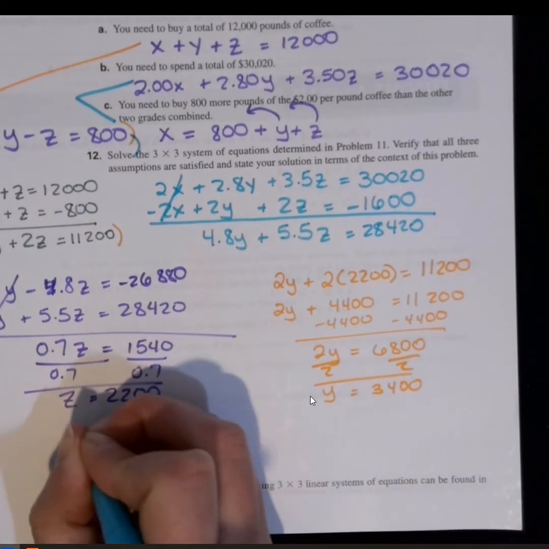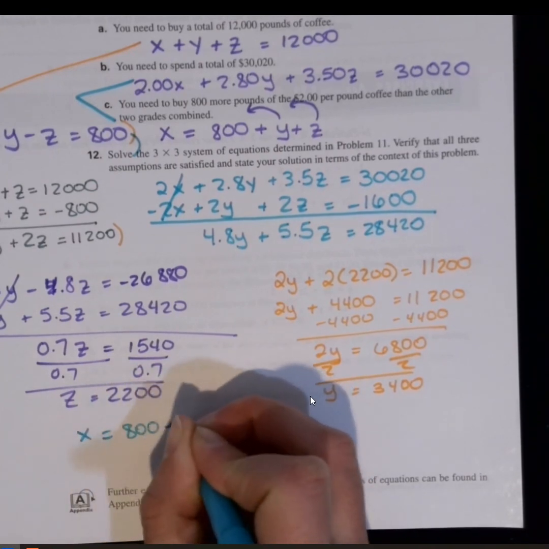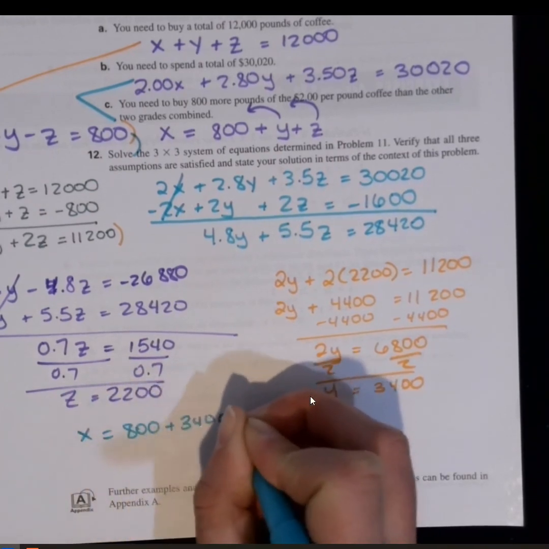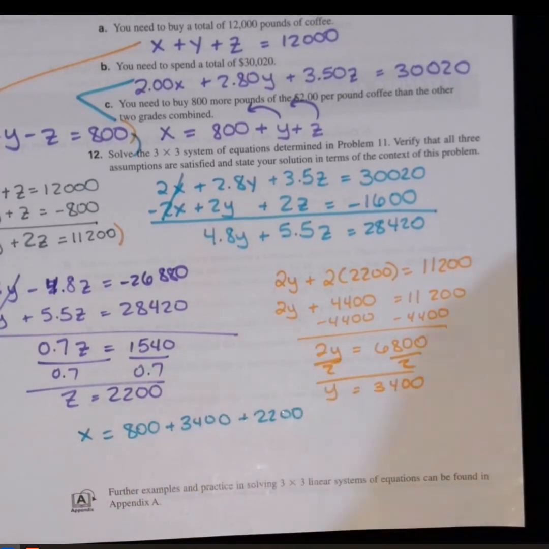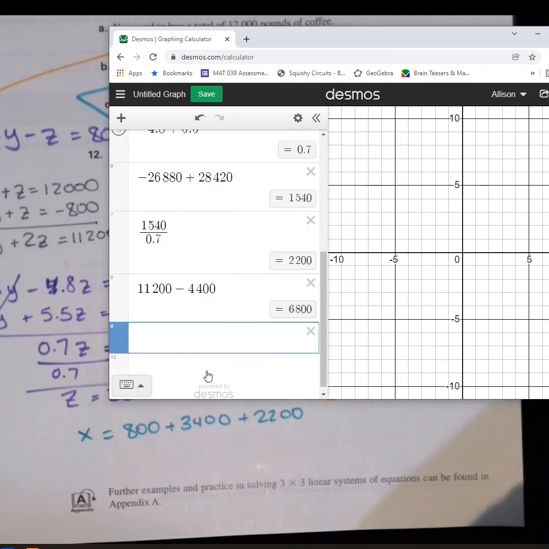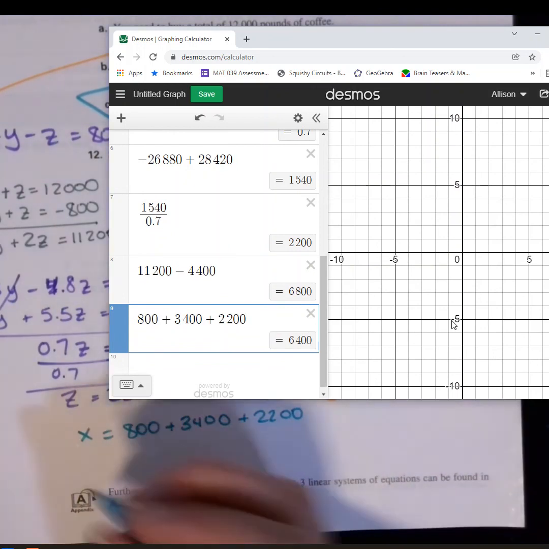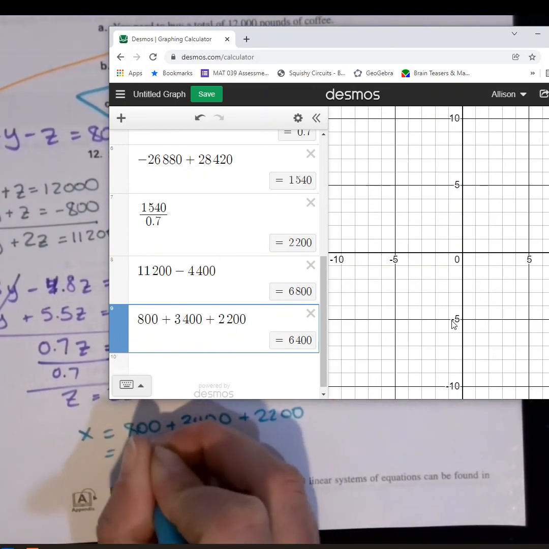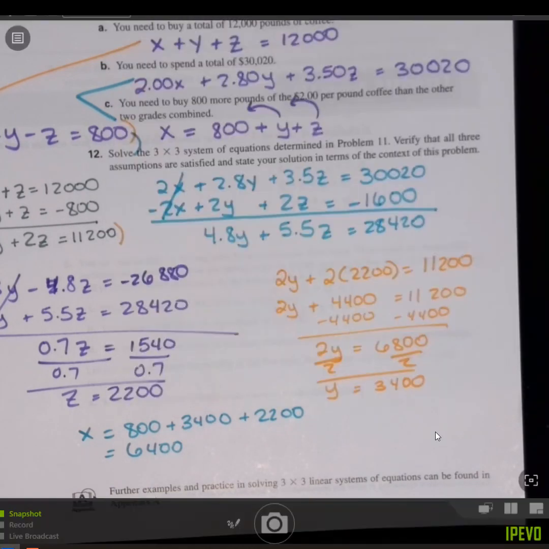Okay, so x equals 800 plus y, 3,400, plus z, 2,200. So adding all that up, 800 plus 3,400 plus 2,200 gives us an x value of 6,400. All right, so let's write a conclusion and then we'll go check it.